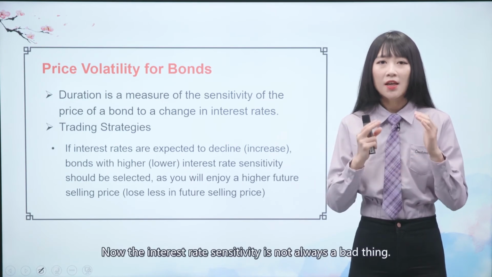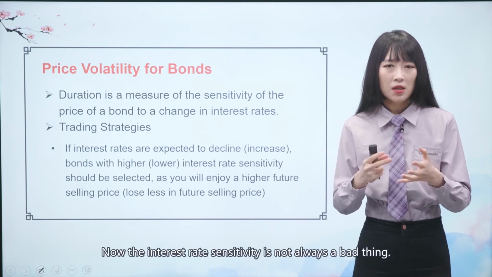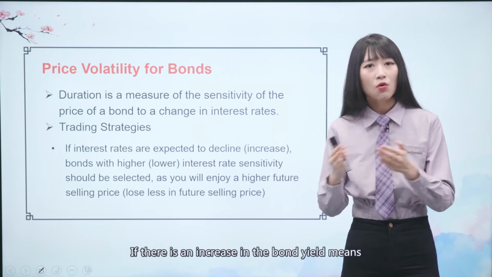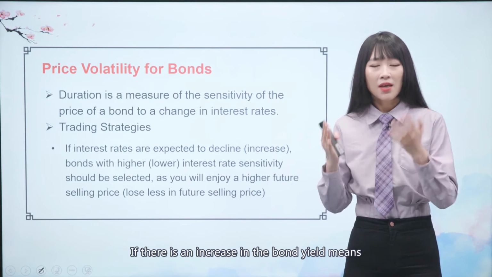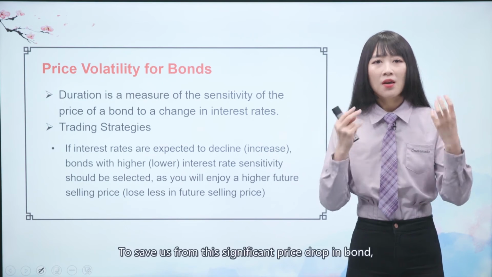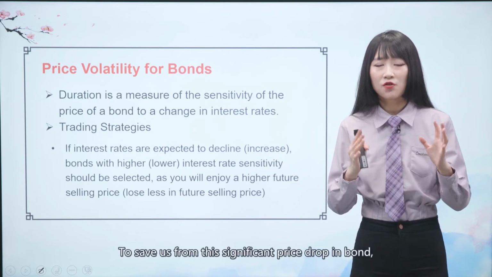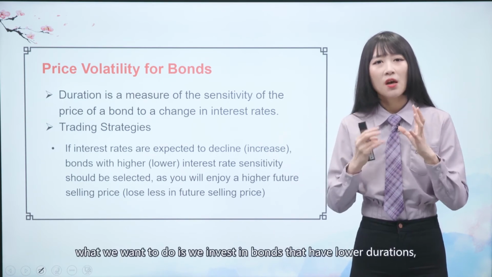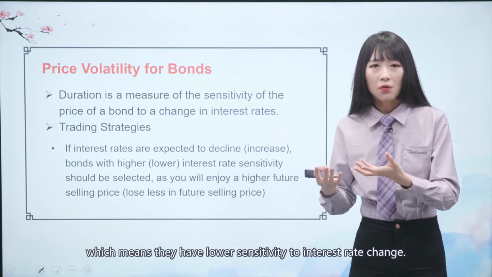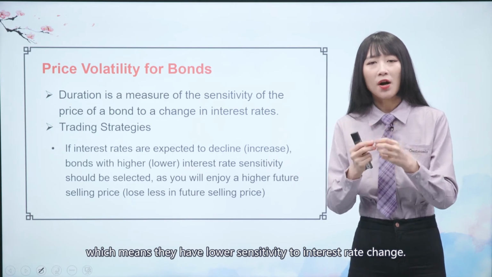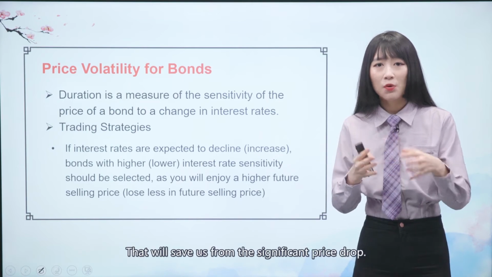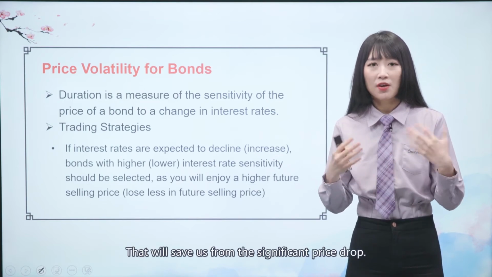Now, interest rate sensitivity is not always a bad thing. If there is an increase in the bond yield, that means there will be a decrease in bond price. To save us from the significant price drop in the bond, what we want to do is invest in bonds that have lower durations, which means they have lower sensitivity to interest rate change. That will save us from the significant price drop.